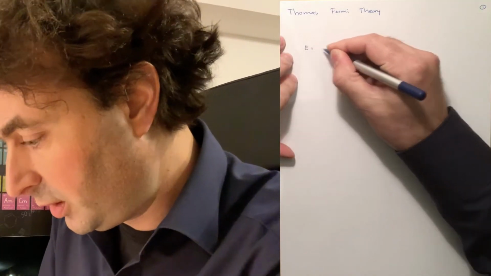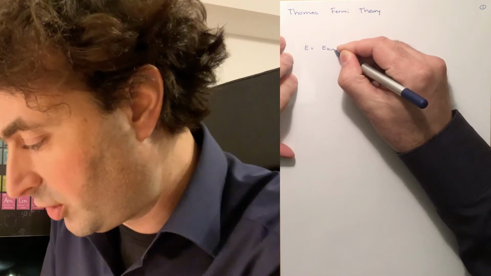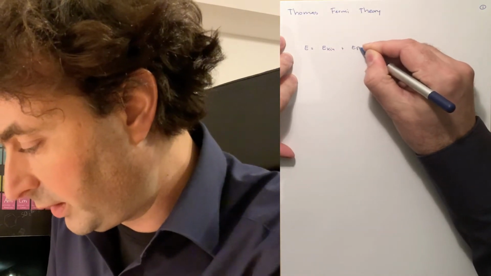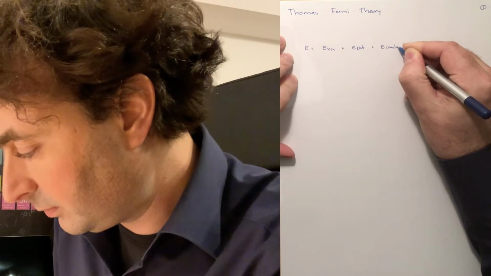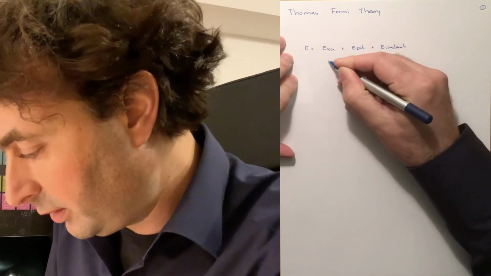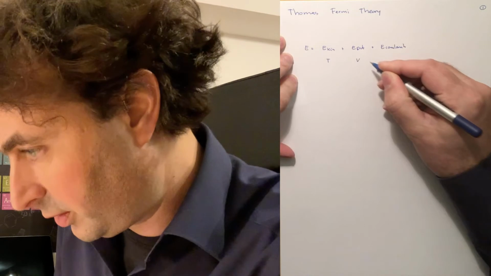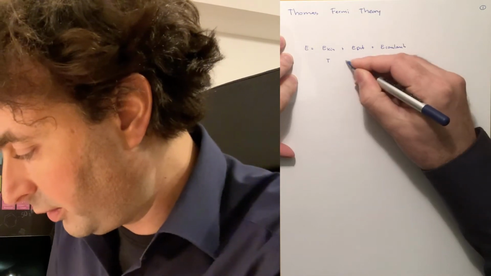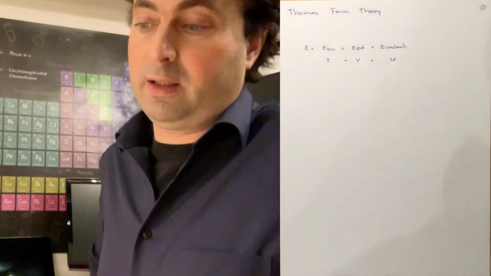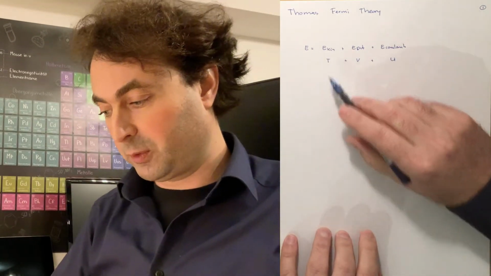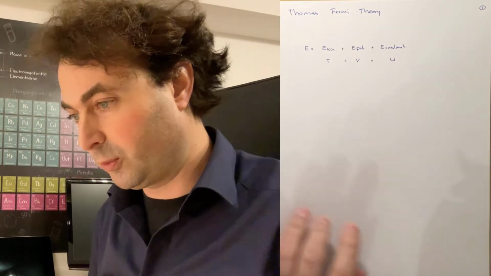So when we look at the energy, we will write the energy as a sum of the kinetic energy, the potential energy, and the Coulomb energy. And we will again use the letters for either the operators or the expectation values as used in the density functional theory community: T for kinetic, V for potential, and U for Coulomb.